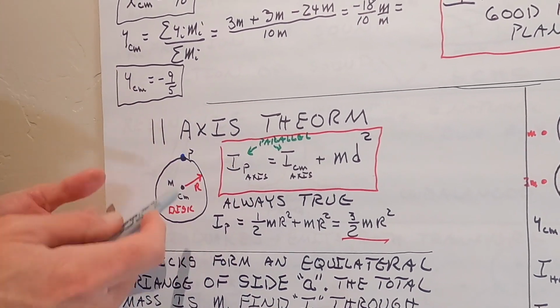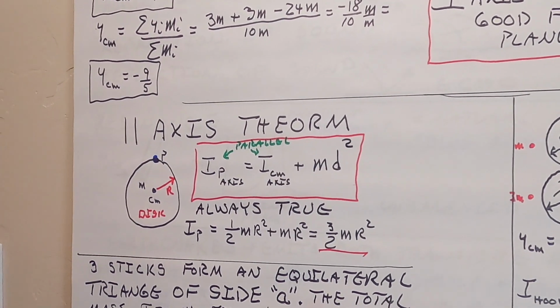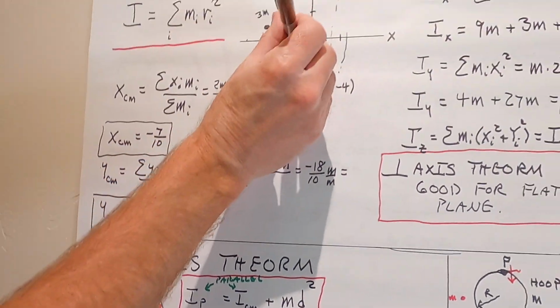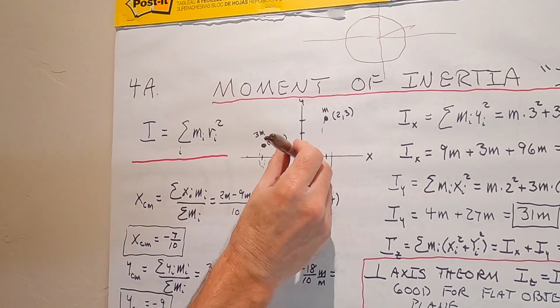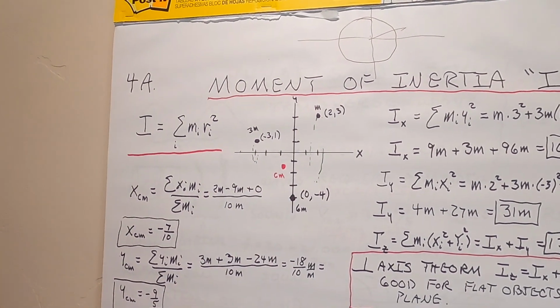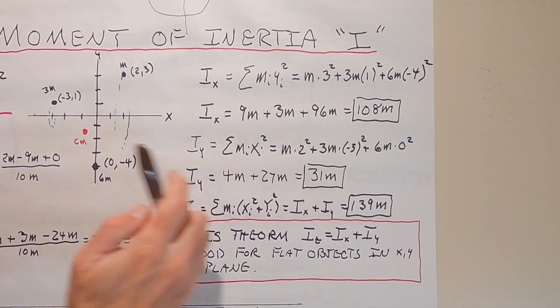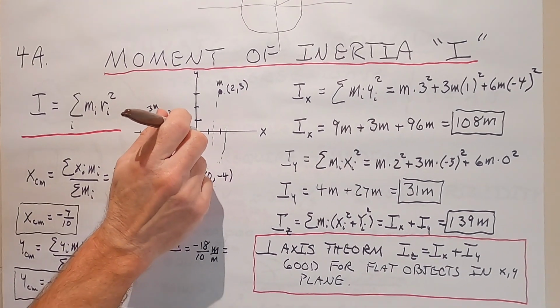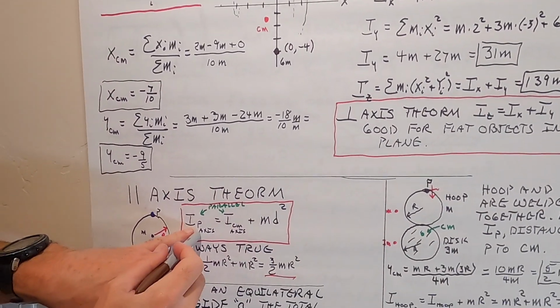This is much more important because this is always true. So if I wanted to find out what the I was about this axis right here, I know what it is about that point. That's my point P right there. And that we said was 139 m. So I know what it is about this axis.